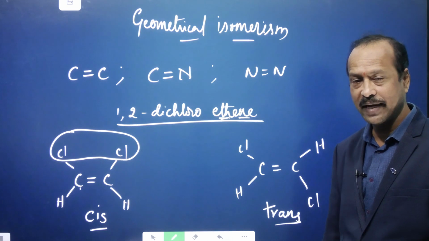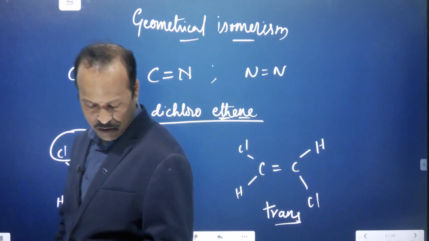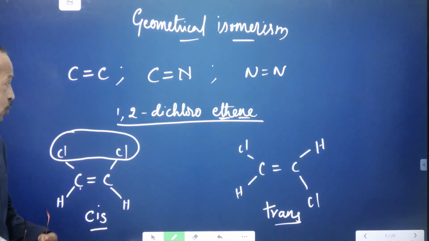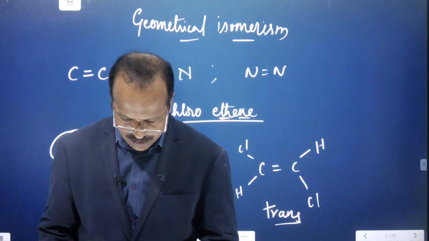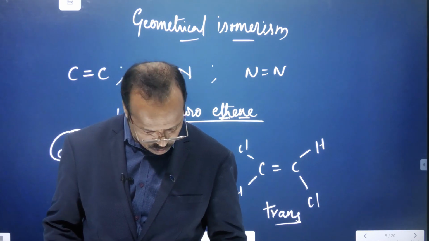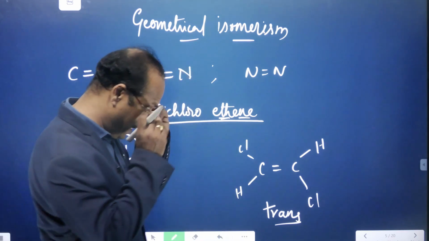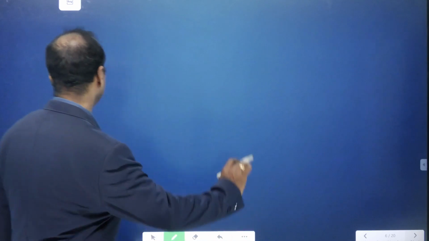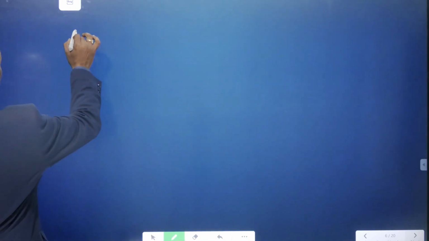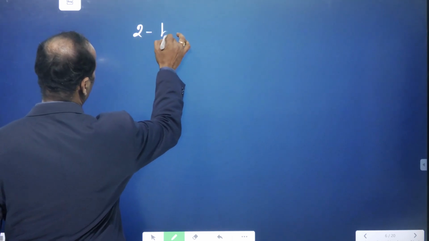Clear? Any doubt? Come on, students. Any doubt? No. Okay. Now I'll give one more example so that you can understand. For example, I want to write the formula of 2-butene. Chalo, you start writing now. 2-butene I want.